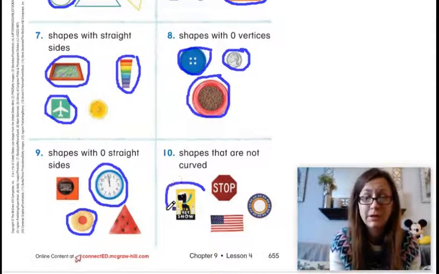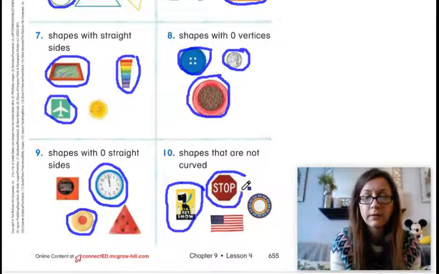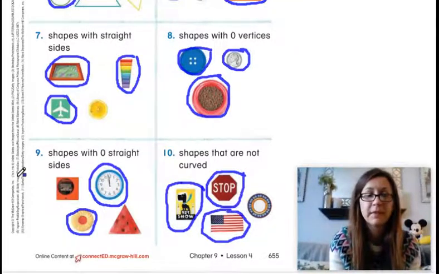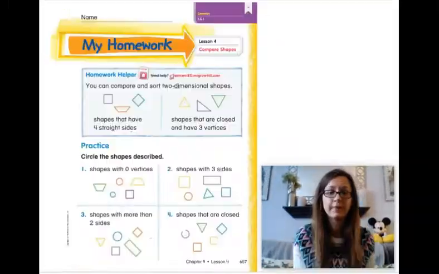So we have a rectangle here for the poster for the pet show. Then we have a stop sign. This has straight sides. And then we have the American flag. And those all have straight sides. So there are your answers for the On My Own page.